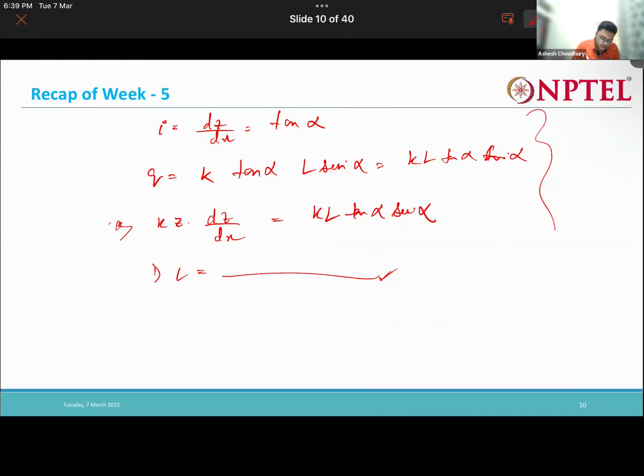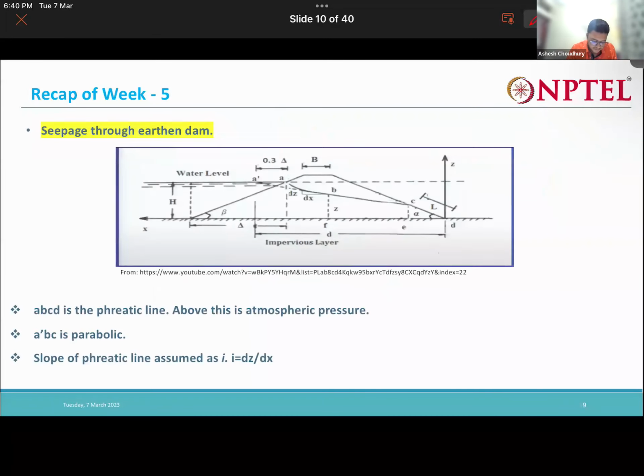What will be my Q? My Q is nothing but k L tan alpha sin alpha. This L we are getting from this equation, k you know, alpha you know, so you can find the seepage flow occurring through this earth dam per meter length. This way you can determine it.